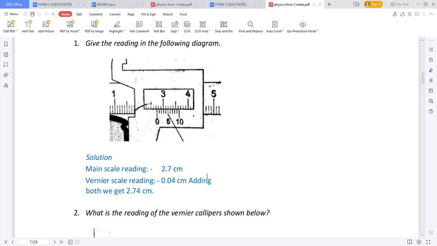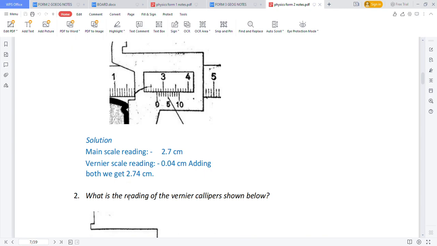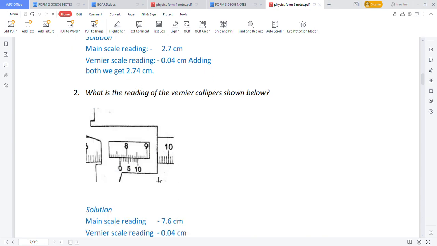Then in the vernier scale, we count where there is a coincidence. From the diagram it is not that clear, but the coincidence of the vernier scale and the main scale is at 4. So we multiply 4 times the accuracy, which is 0.01 centimeters, and you get 0.04 centimeters. If you add this, you get 2.74 centimeters. That is the reading.